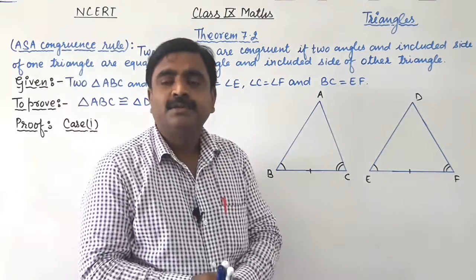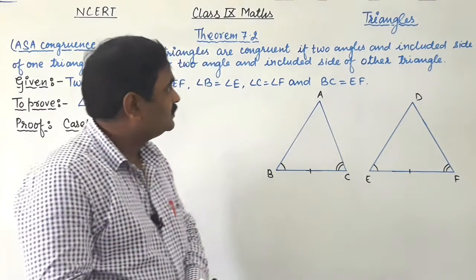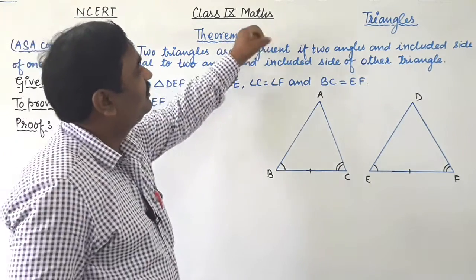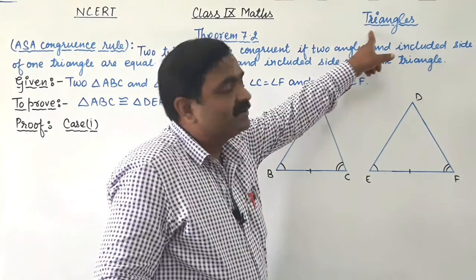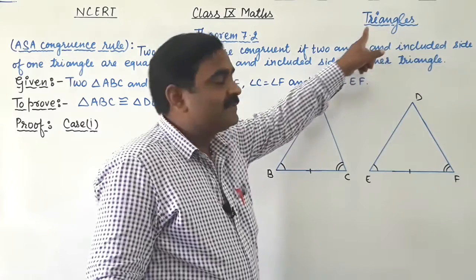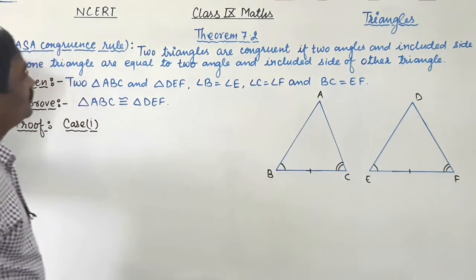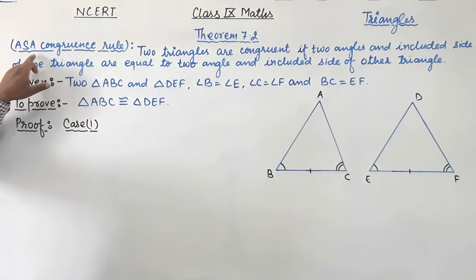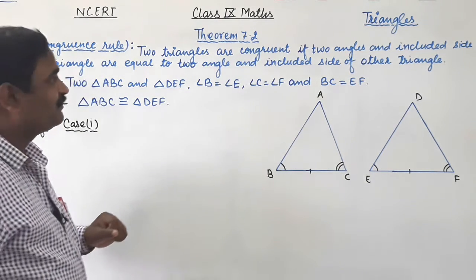Dear students, today in the class 9th NCERT mathematics textbook we are going to study the chapter Triangles. In this we are going to see Theorem 7.2, which is the angle side angle congruency rule.